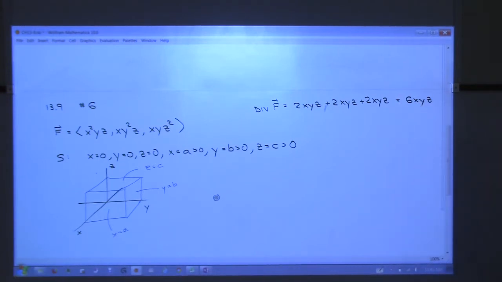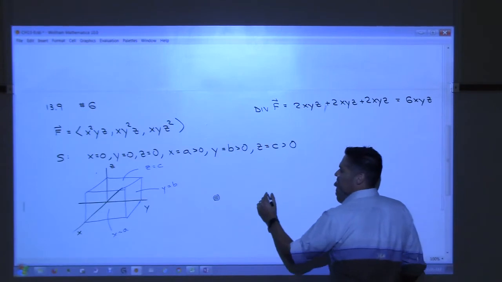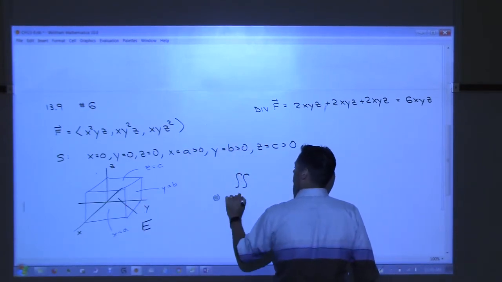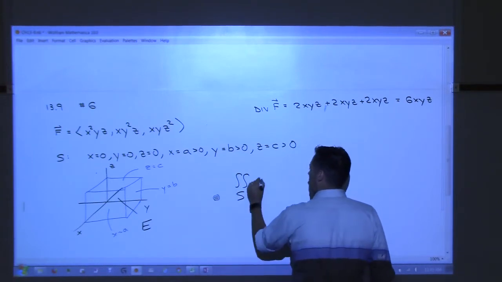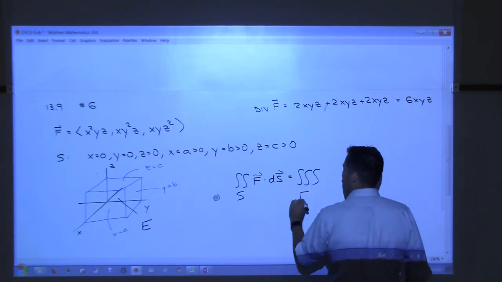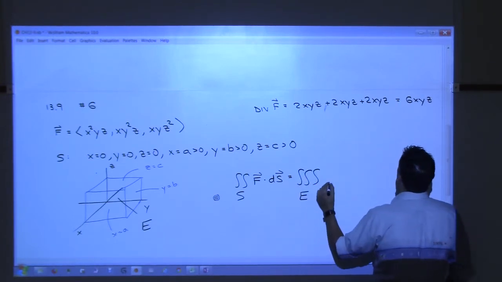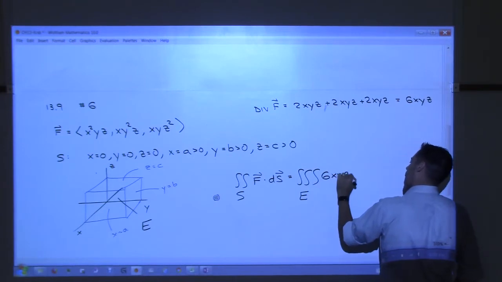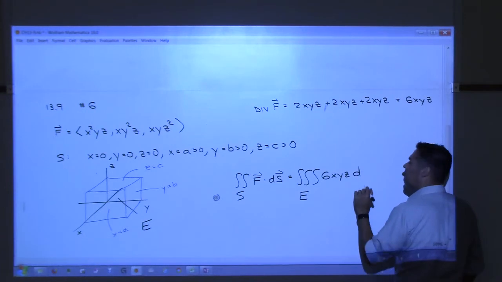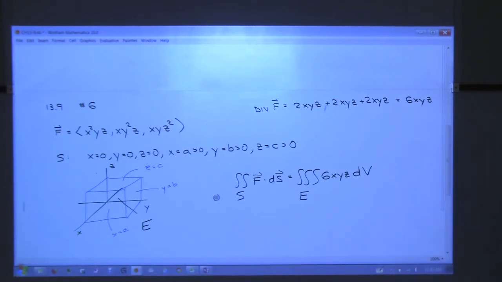Okay. I'm willing to go after that. All right, so I'm going to say the inside of this is E. So the surface integral over S, which is the combination of all these surfaces, dS, the flux, should be equal to the triple integral over E of 6 xyz dV. Triple integral with respect to volume is what we're doing here.